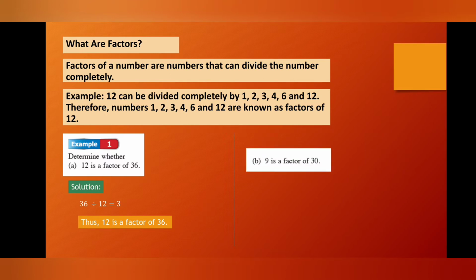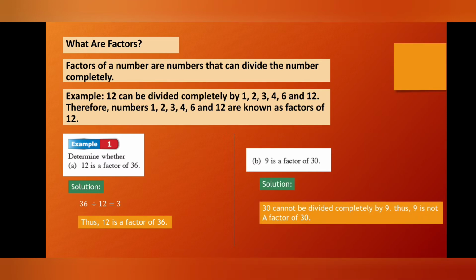B. 9 is a factor of 30. Solution: 30 cannot be divided completely by 9. Thus, 9 is not a factor of 30. You can now take out your calculator and try to divide 30 by 9. You will get the answer that will have a remainder. So 30 cannot be divided completely by 9. Thus, 9 is not a factor of 30.